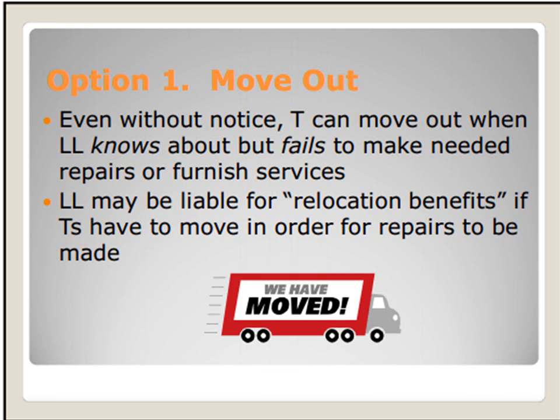Option 1 is move out. Even without notice, the tenant can move out when the landlord knows about, but fails to make needed repairs and furnish services. The 2 key pieces here are the words the landlord knows and that the landlord fails. The tenant must make sure that the landlord knows that there is a problem. The tenant can't just up and leave. The safest way to do this is to write a letter to the landlord stating the problems that are there and giving the landlord a reasonable amount of time to respond to those problems.